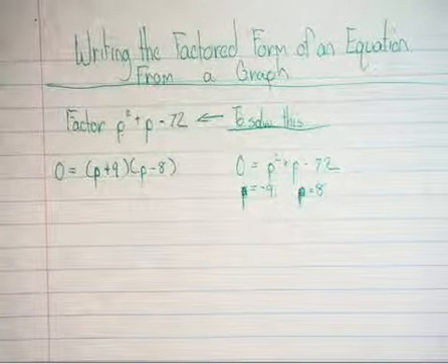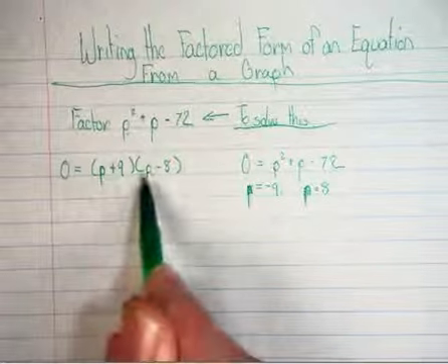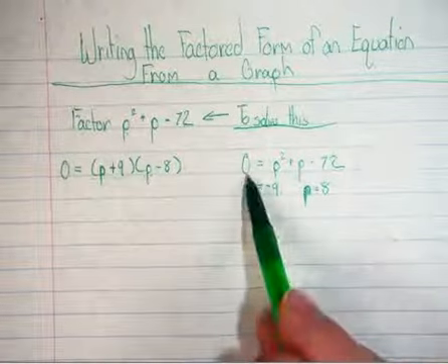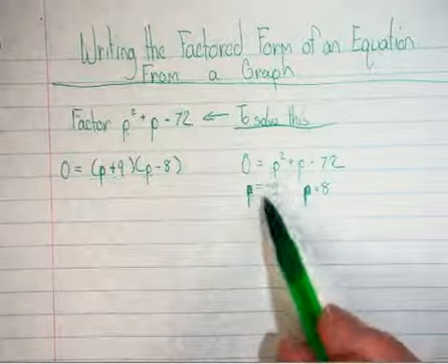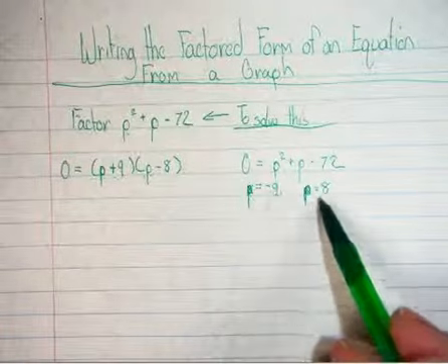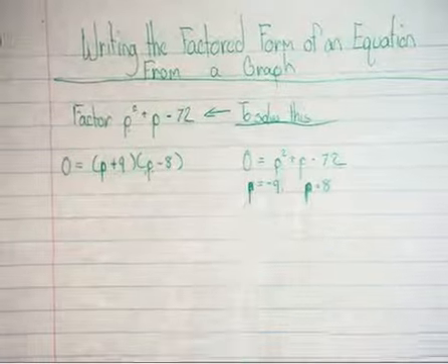We want to factor this. Factoring means turn into two things multiplied by each other. There it is. We also know how to solve this. If we set it equal to 0, we know that this will be equal to 0 when p is -9 and when p is 8. So now we're going to combine those two facts.